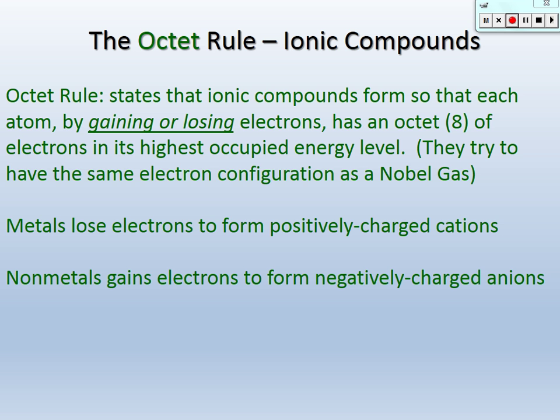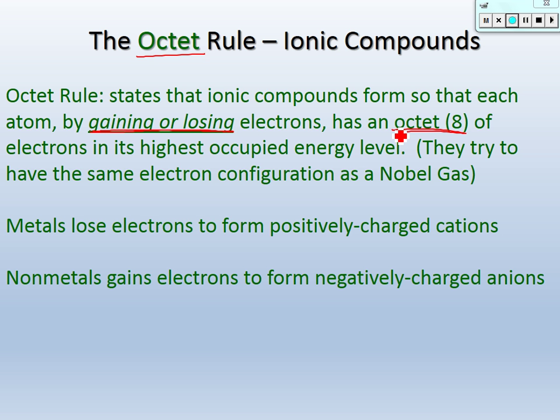Okay, we're going to learn how to predict which elements like who on the periodic table. And the way we can do that is by obeying the octet rule. I know we've talked about this before, but there's something that you need to write down right now in your guided notes. So let's go through it. The octet rule states that ionic compounds form so that each atom, either by gaining or losing electrons, has an octet, which means 8 valence electrons in its highest energy level.